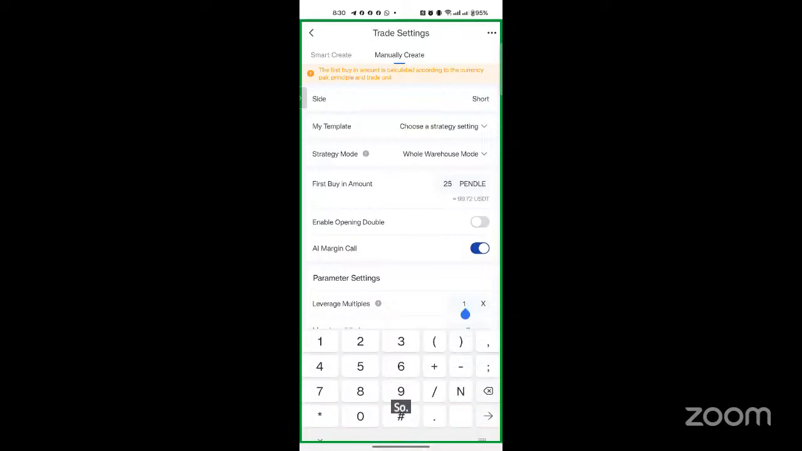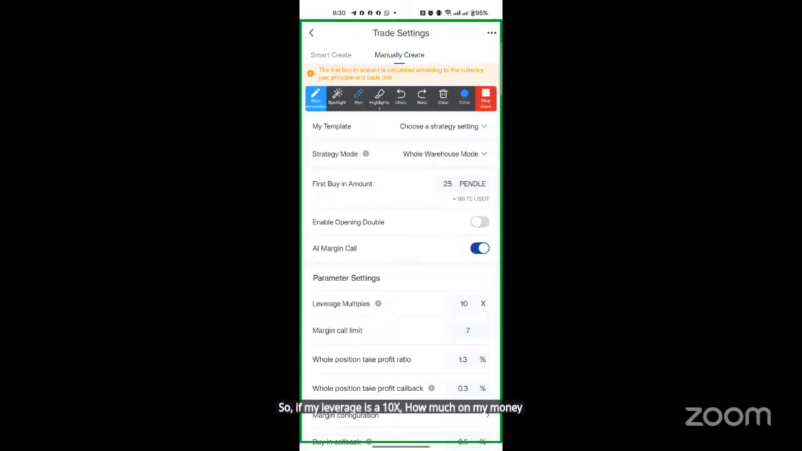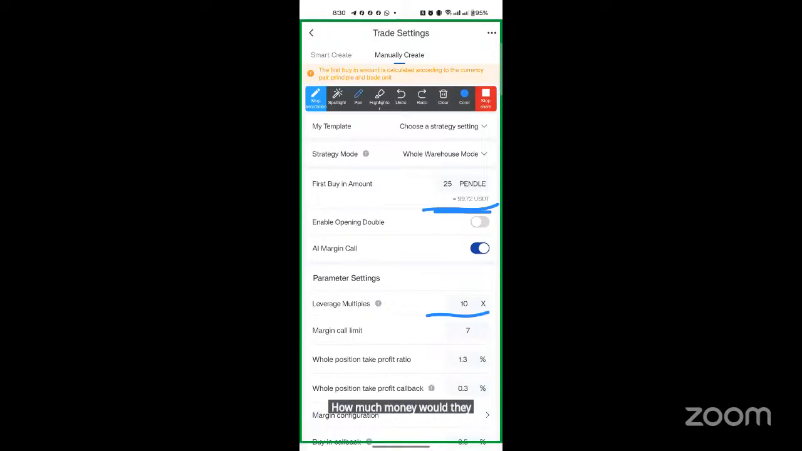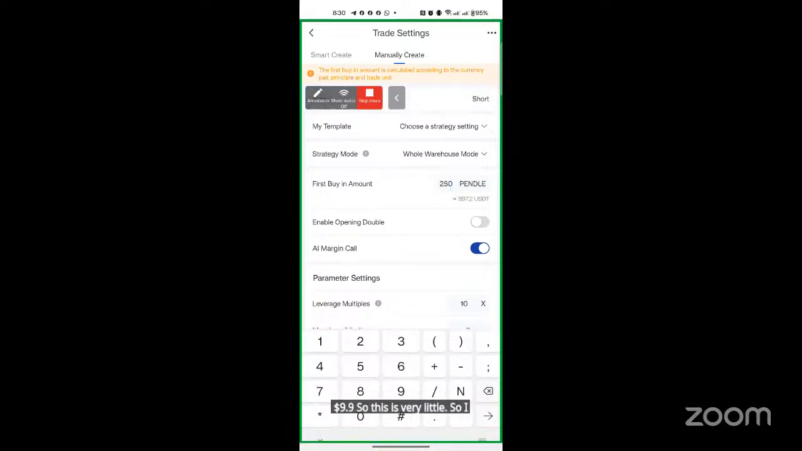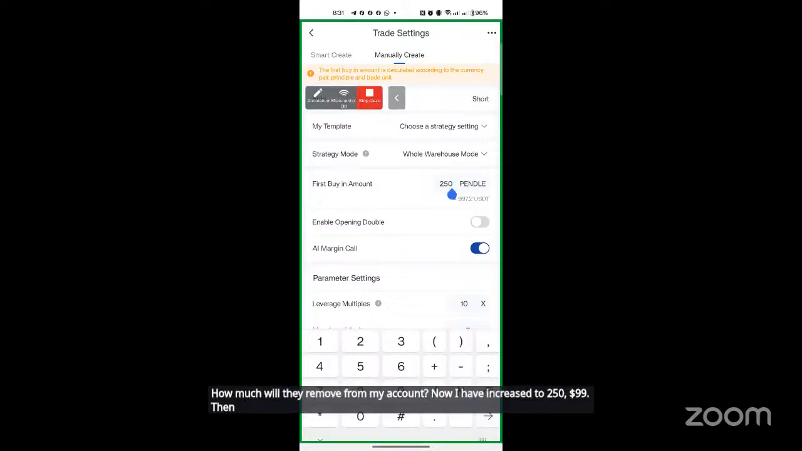If my leverage is 10x, how much will they remove from my account? It is 10 divided by 99. How much money will they remove from my money? $9.9. So this is very little. So I increased to 250. How much will they remove now? Now I have increased to 250, $99. Then I say, very small, very small.